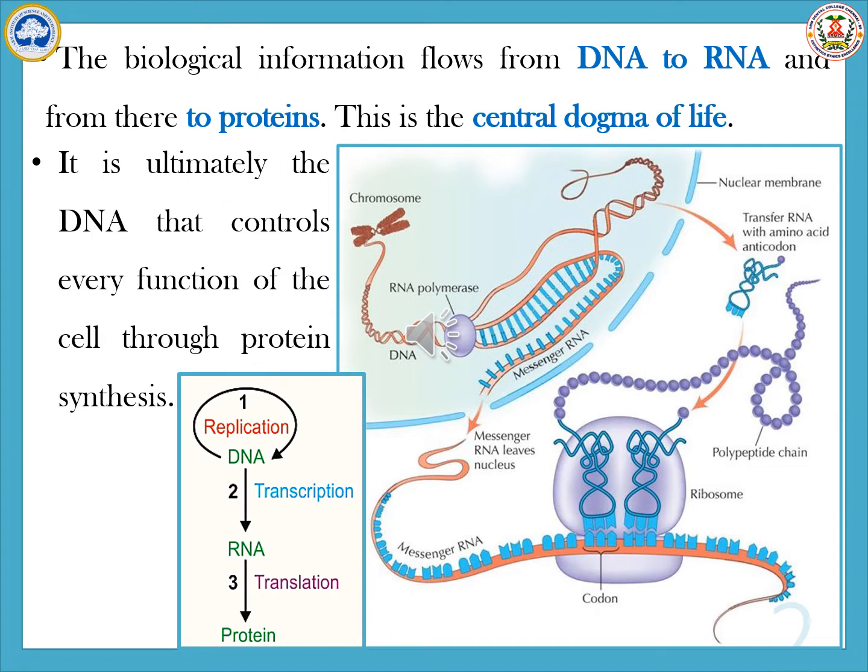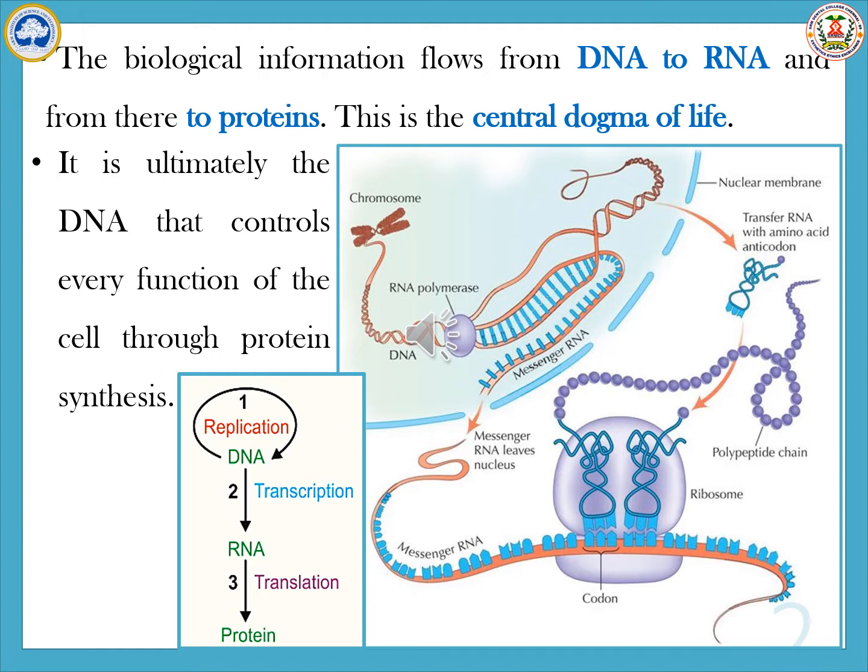Before moving into the topic replication of DNA, we'll see the introduction. We all know DNA is the store of genetic information. It also stores the biological information of the cell. During cell multiplication, the biological information flows from DNA to RNA and to proteins. This process is called the central dogma of life.